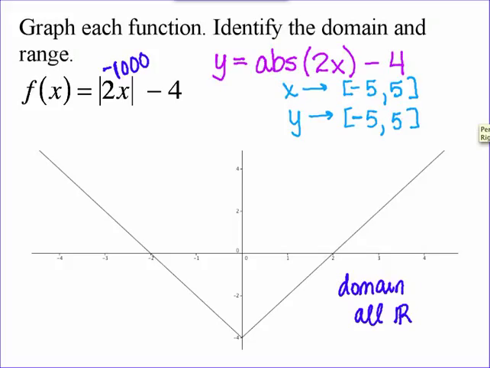Now the range, on the other hand, is what I look at that goes up and down. So remember, domain was left to right, range is up and down. So is there anything up and down that I can't get? Can I get 4? Yep, got a graph right here. What about 3? Can I get 3? 2, 1, 0, -1, -2, -3, -4, -5. No. What is the lowest value I can get? -4.